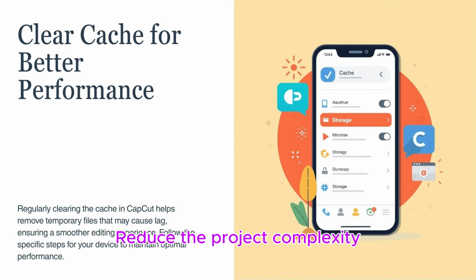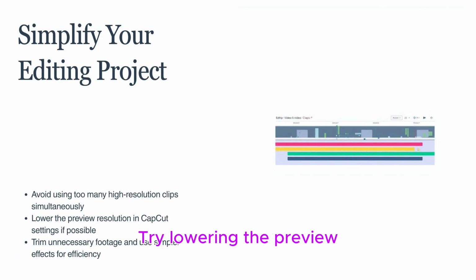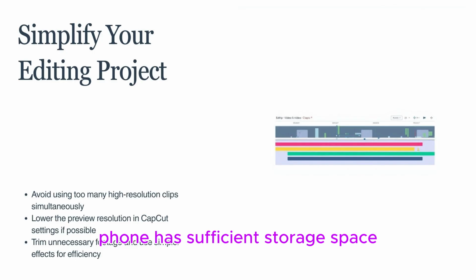Reduce the project complexity. Using too many high-resolution clips, layers, or complex effects can cause lag. Try lowering the preview resolution within CapCut settings. Also, ensure your phone has sufficient storage space.